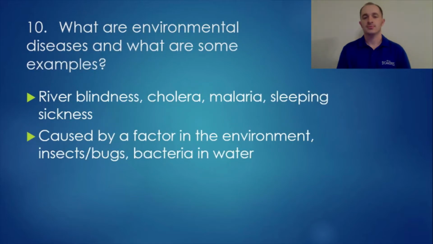Number 10, what are environmental diseases and what are some examples? So some examples are things like river blindness, cholera, malaria, and sleeping sickness. And an environmental disease is one caused by a factor in the environment, such as insects and bugs or bacteria in the water, as we see in our examples here.